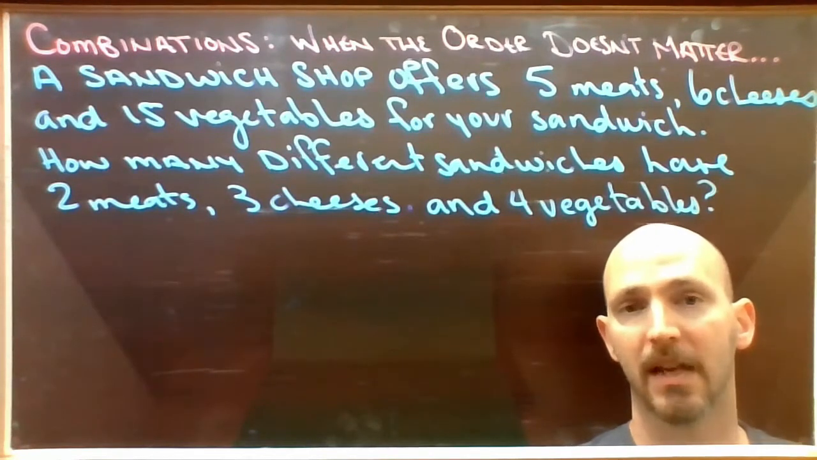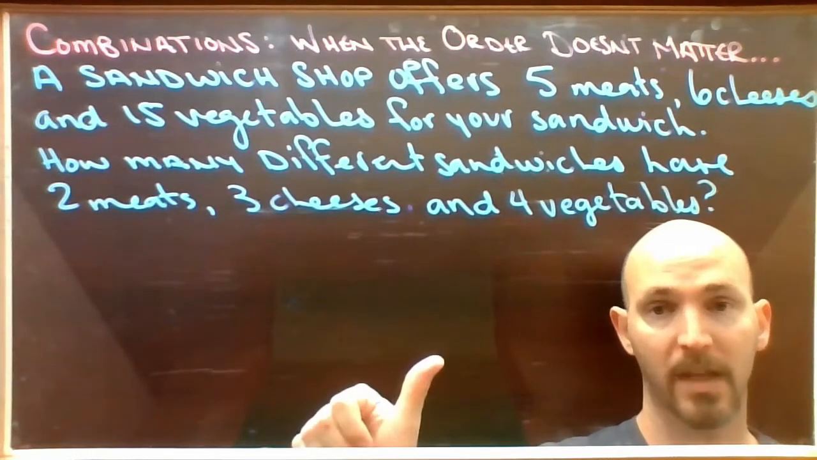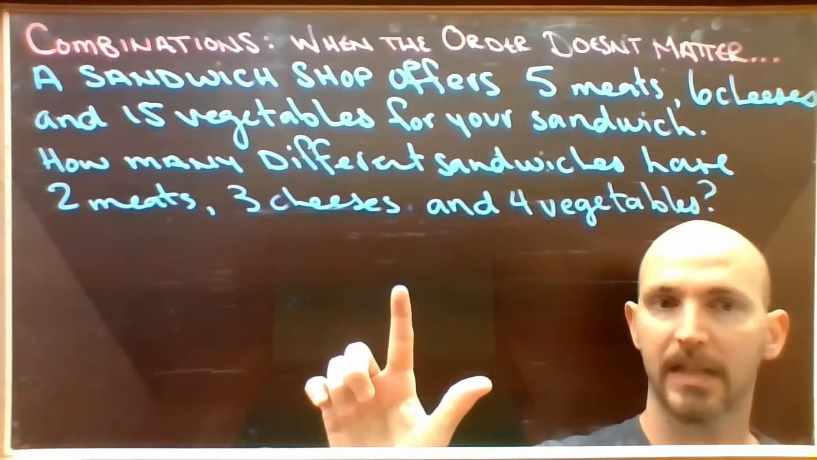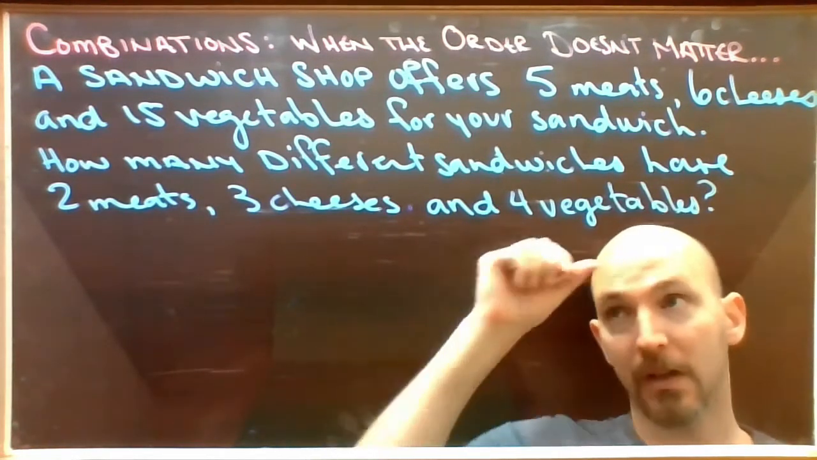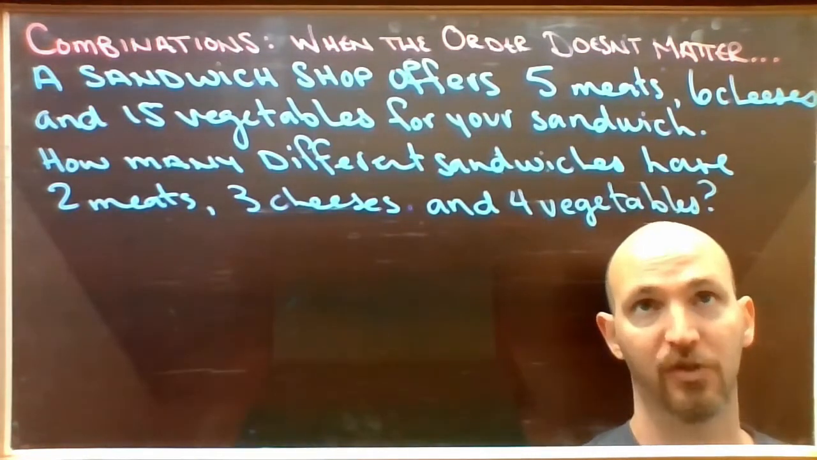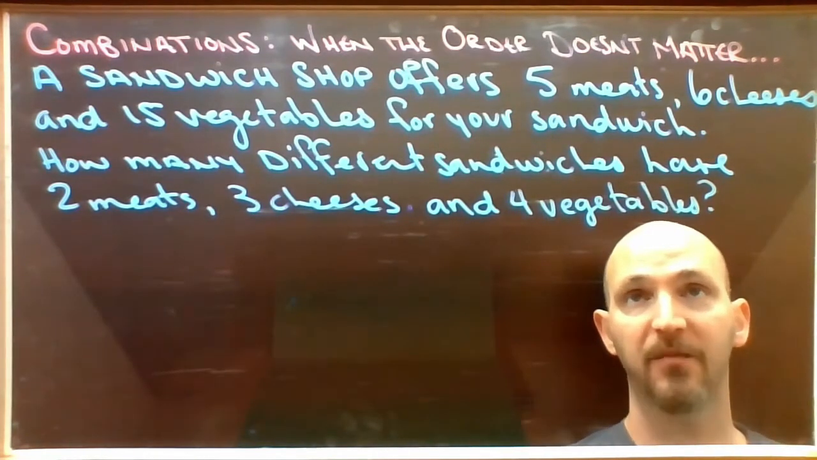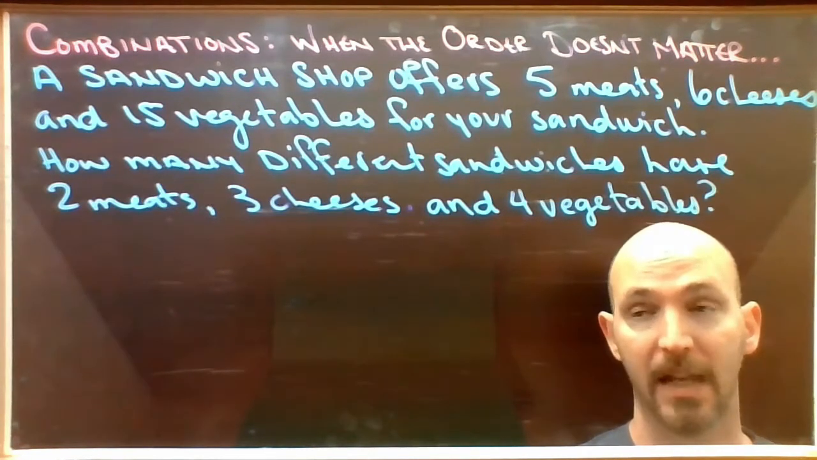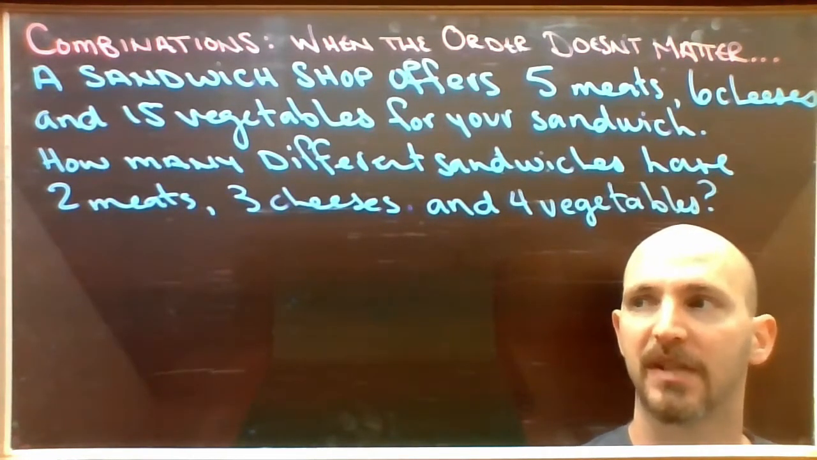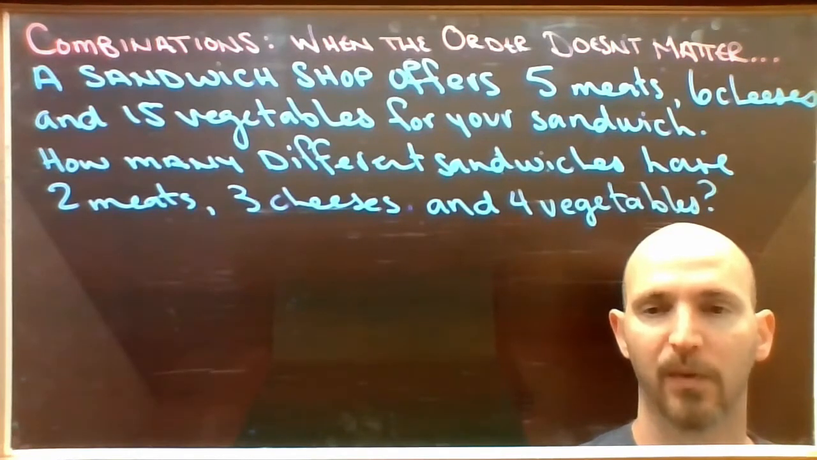So to give you an example of a question where the order doesn't matter and you're only taking some of the objects and there is a condition for you to sort, we have the classic sandwich shop question where there are 5 meats available, 6 cheeses available, and 15 vegetables available for your sandwich. How many different sandwiches have 2 meats, 3 cheeses, and 4 vegetables?